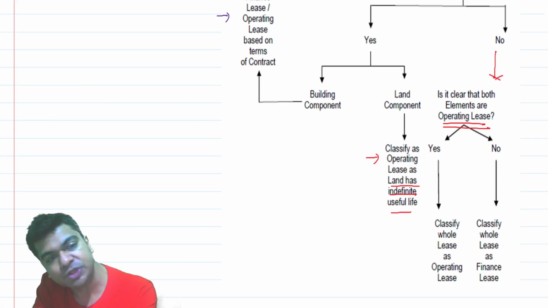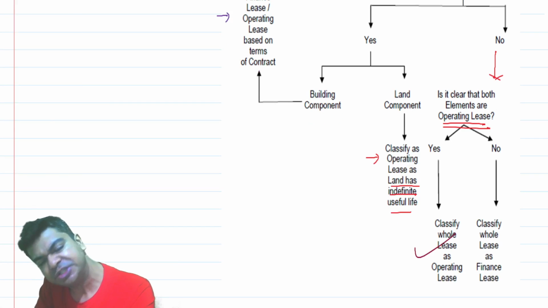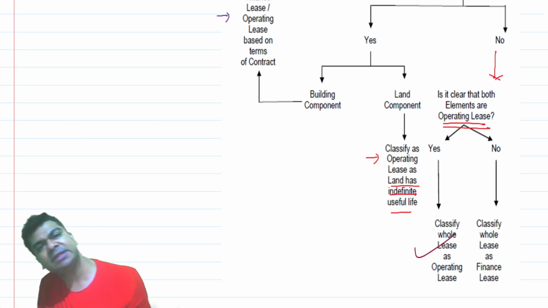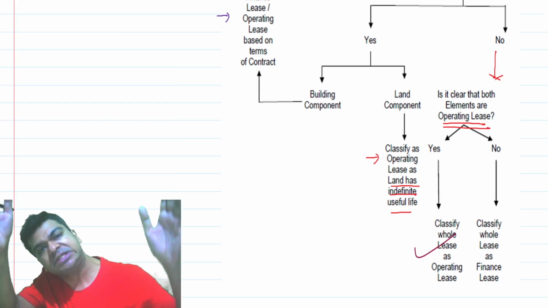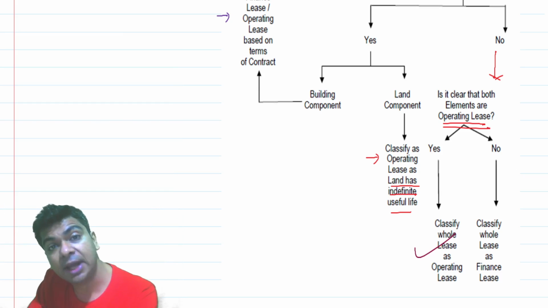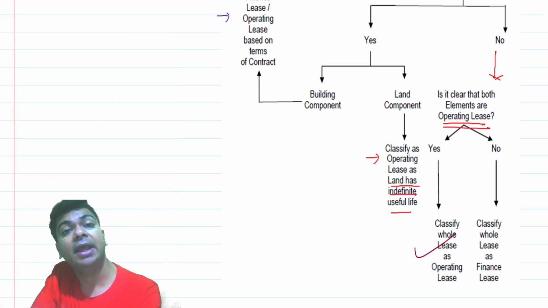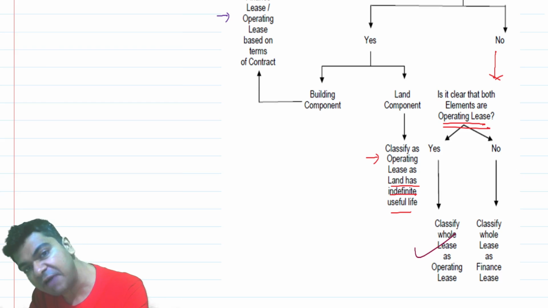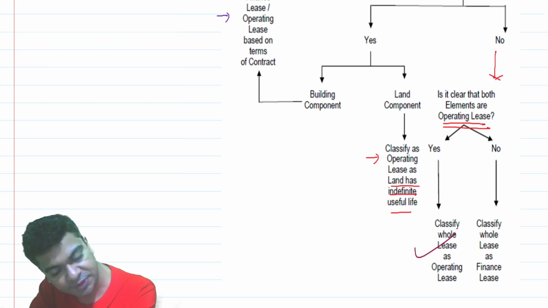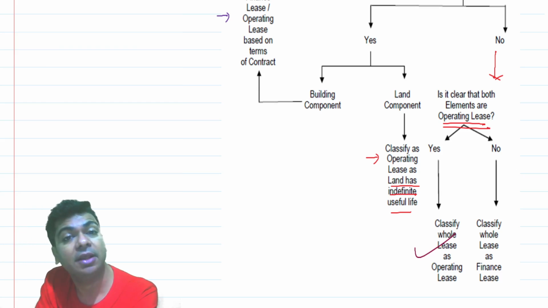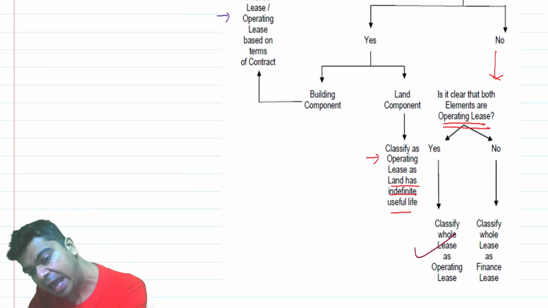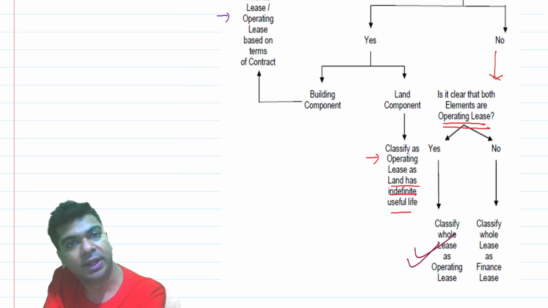So ask yourself, is it an operating lease? You study the entire agreement, you feel that it seems to be an operating lease. You have constructed this building, you have leased it out to the company, but only for 5 years. Only for 5 years. If the building has been constructed and leased out only for 5 years, it seems to be an operating lease. So since segregation of land and building components is not possible, I will classify the whole lease as an operating lease.